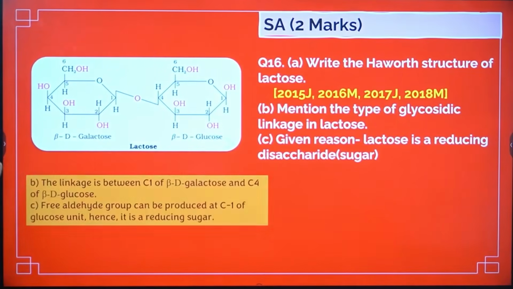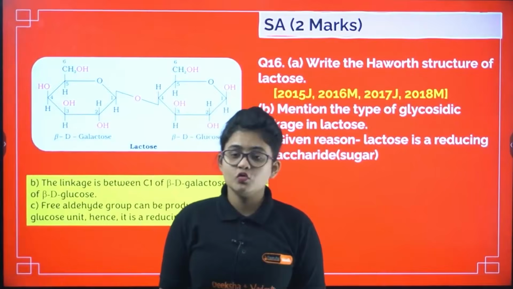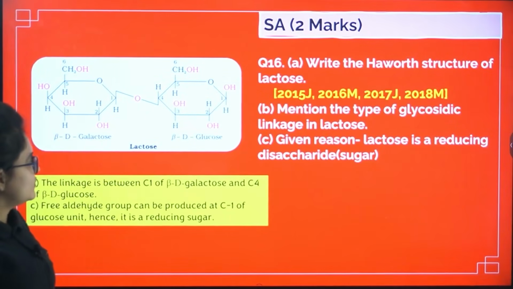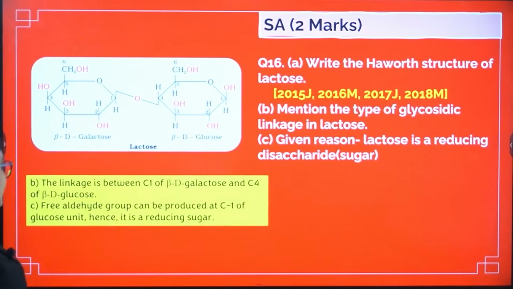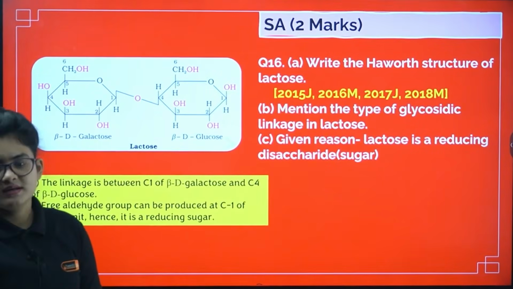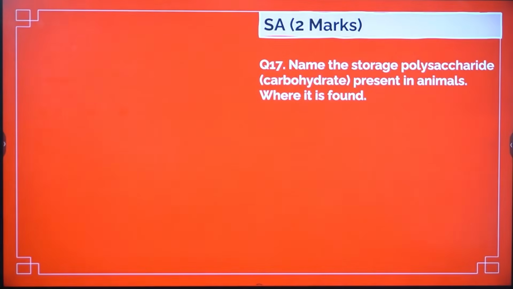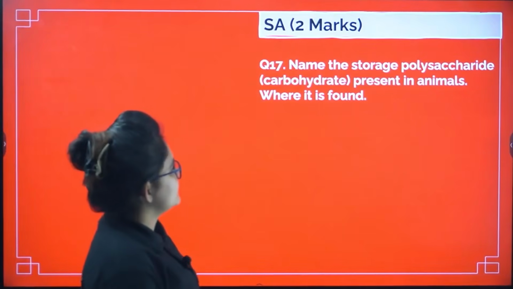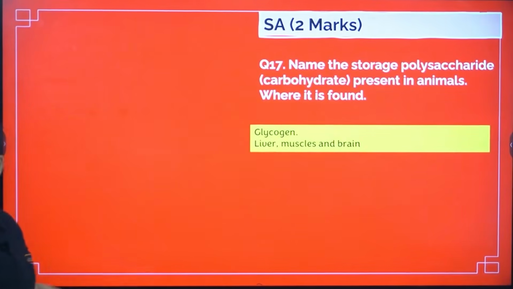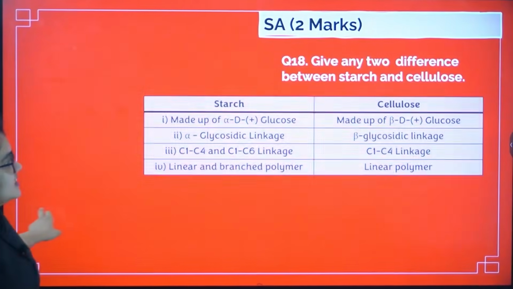So basically carbon 1 of beta D galactose and carbon 4 of beta D glucose are linked. Okay, give reason why lactose is a reducing sugar. So again, a free aldehyde group is present at carbon 1. That's why it is a reducing one. Name the storage polysaccharide present in animals and where it is found: that is glycogen, it is found in the liver, muscle or brain. Give any two differences between starch and cellulose.